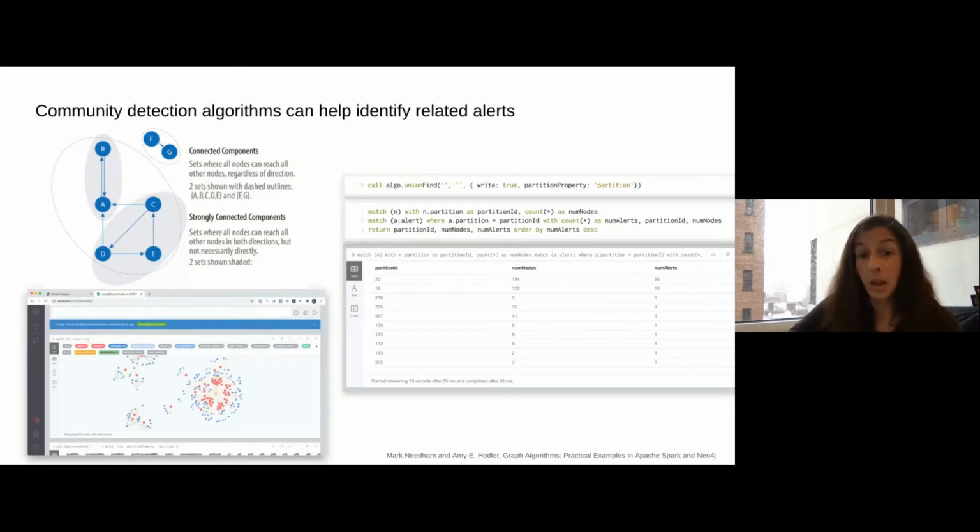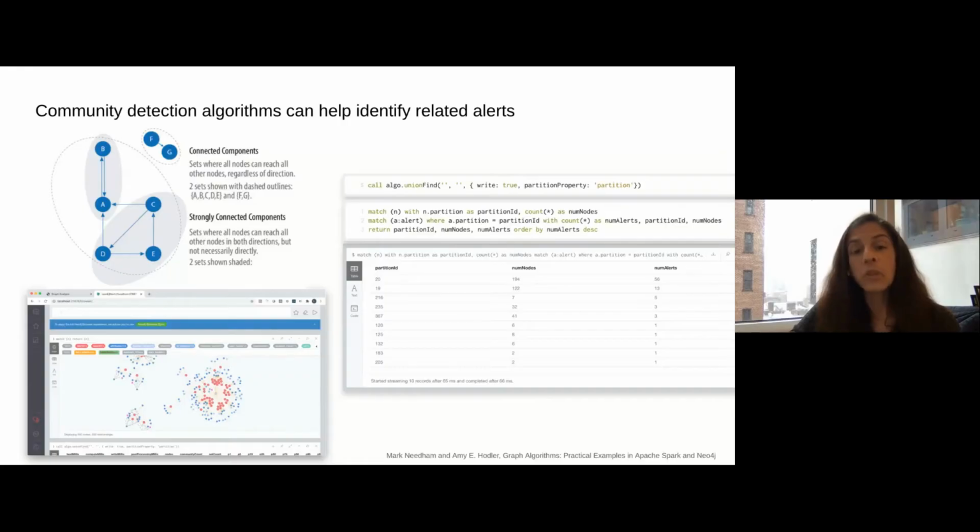There are multiple different types of community detection algorithms: clustering coefficients, connected components, label propagation. And there's a really great resource that I mentioned on this slide, the Graph Algorithms book, Practical Examples in Apache Spark and Neo4j, that provides a lot more details both on the definition of the community detection algorithms and also sample implementations. In our case, a lot of our work was focused on connected components, really finding those groups of related alerts. On the right-hand side of this slide, you can see some sample queries using Neo4j's Union Find algorithm that helped us identify the connected components.